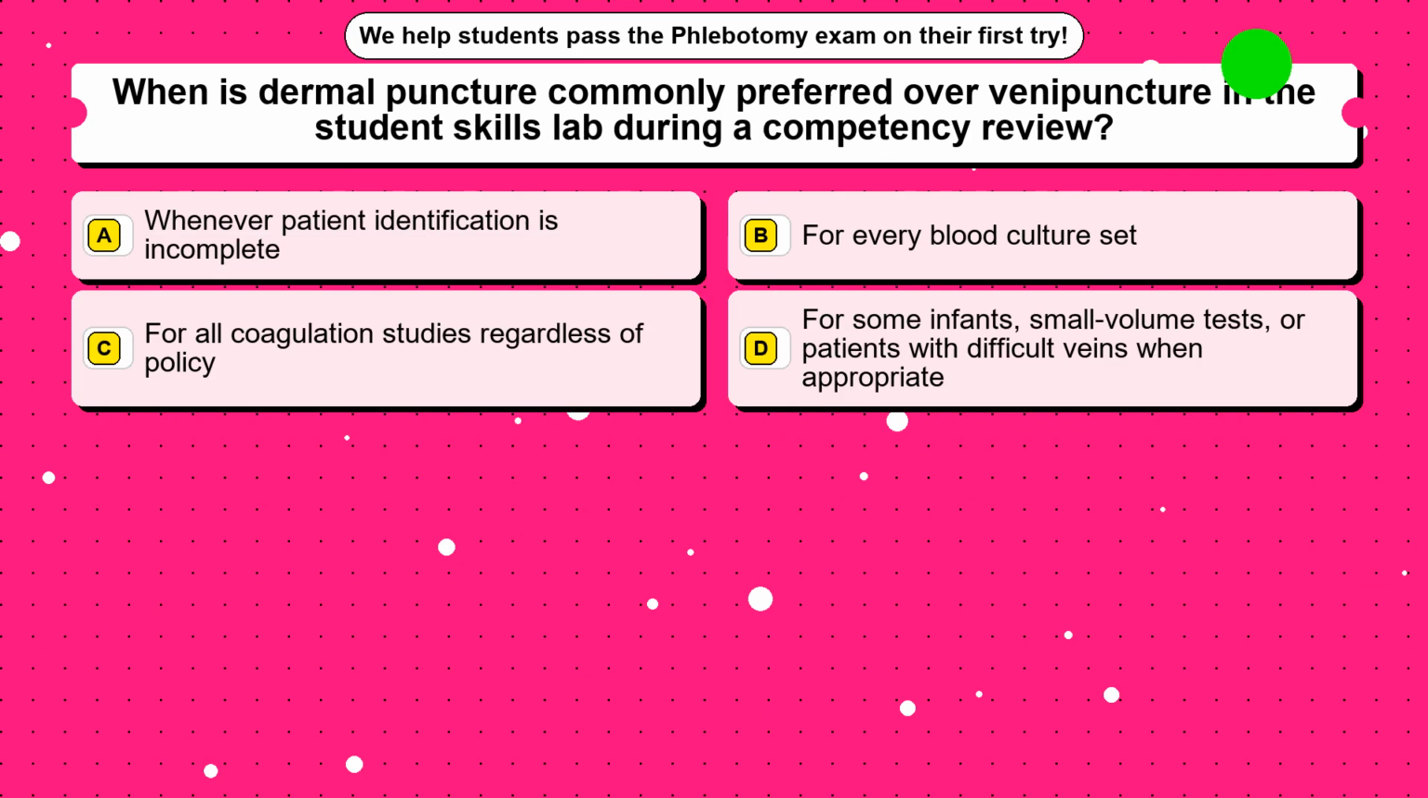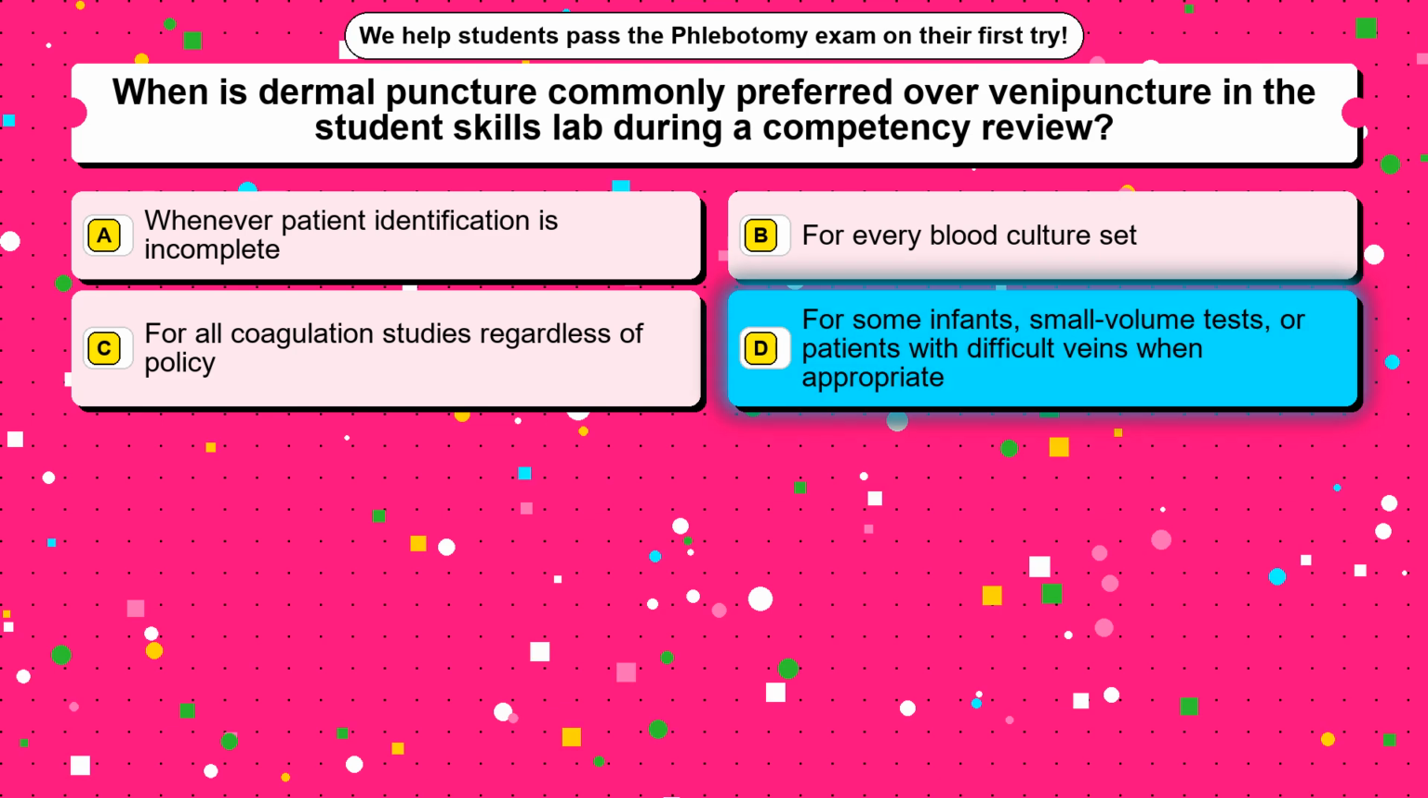Question 85. When is dermal puncture commonly preferred over venipuncture in the student skills lab during a competency review? Option A. Whenever patient identification is incomplete. Option B. For every blood culture set. Option C. For all coagulation studies regardless of policy. Option D. For some infants, small volume tests, or patients with difficult veins when appropriate.